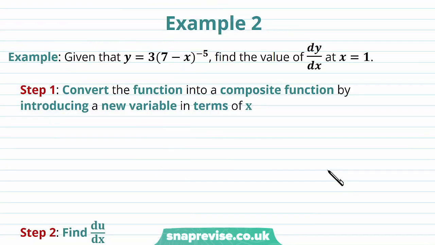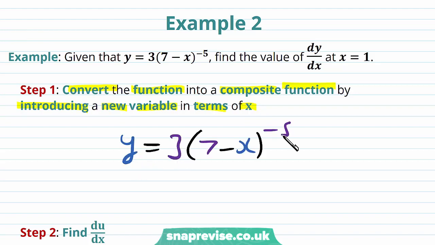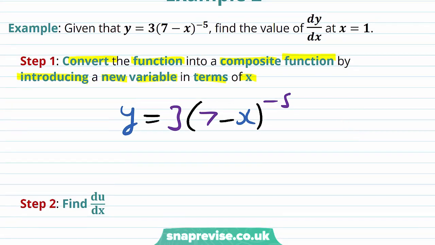Our second example tells us that given that y equals 3 lots of (7 minus x) to the power of minus 5, we're asked to find the value of dy by dx at x equals 1. Our first step is to convert the function into a composite function by introducing a new variable in terms of x. At first we have that y is equal to 3 lots of (7 minus x) to the power of minus 5. If we let u be 7 minus x, then we get that y is simply equal to 3 lots of u to the power of minus 5.